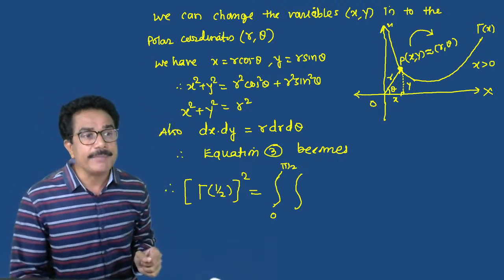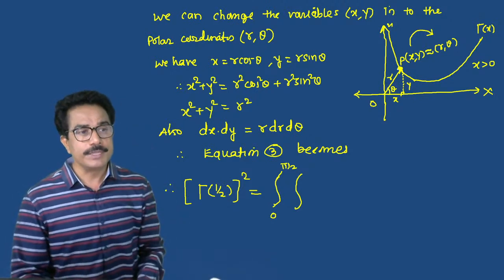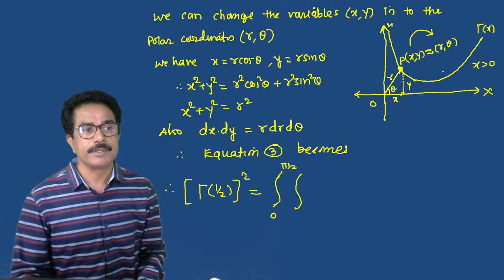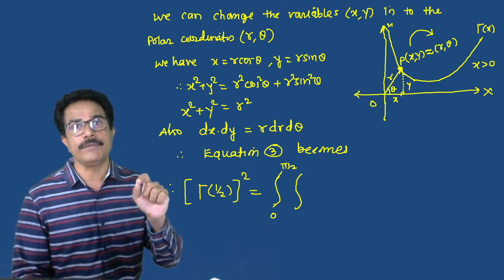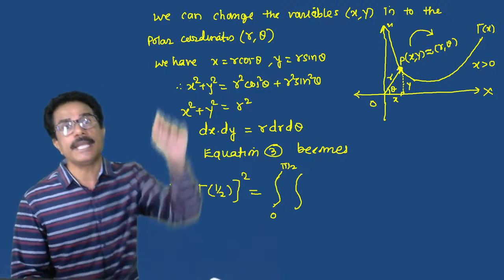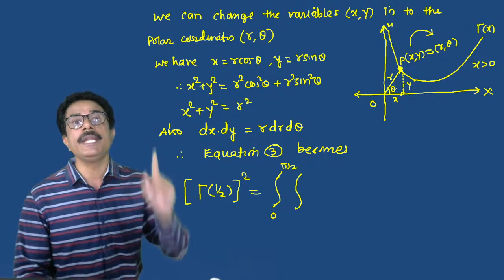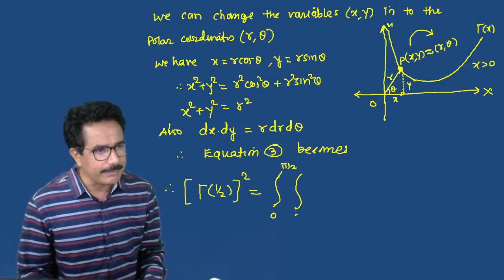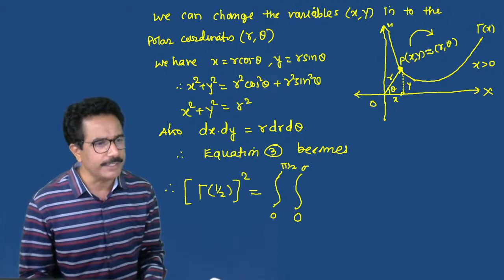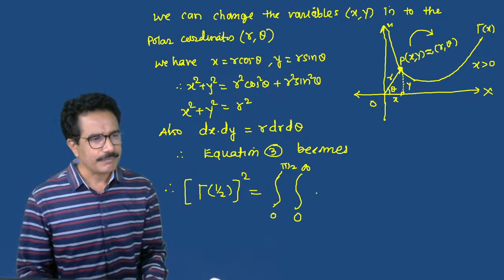So r means the length OP, and this point P is a variable. When x tends to 0, then gamma x tends to infinity. That means point P tends to infinity. If point P tends to infinity, then OP tends to infinity. That means r tends to infinity. So r can be written from 0 to infinity. These are the limits. Okay, no problem.